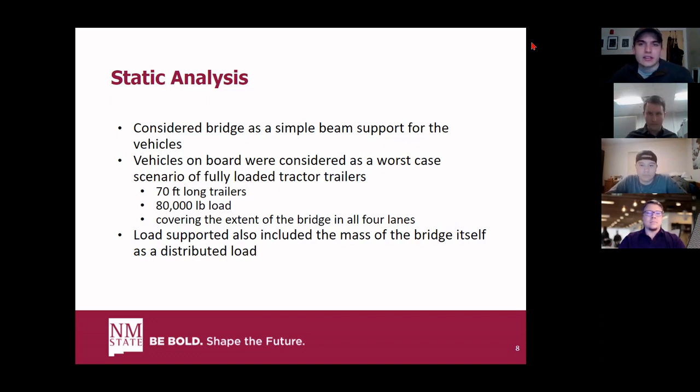Moving into that, the analysis itself was conducted as looking at the bridge as a simple beam structure with hinge to hinge supports with a distributed load. The distributed load itself would be a combination of the vehicles on the bridge as well as the bridge's weight itself due to the concrete and steel components. And with that analysis, we're actually able to move into a script, which I'll discuss here in a second.